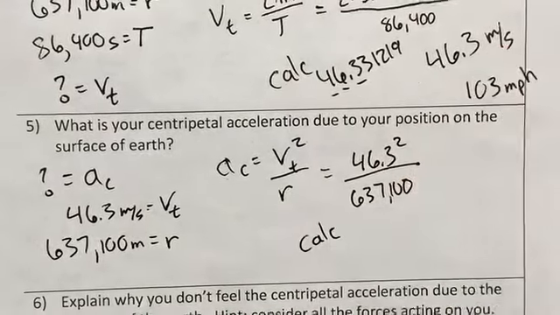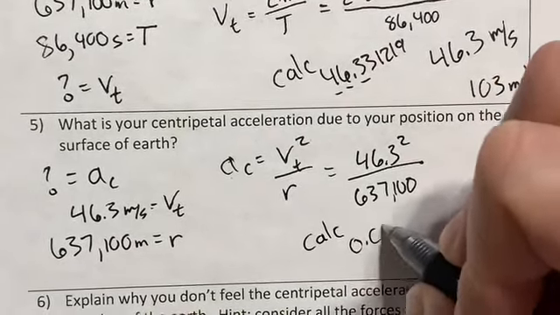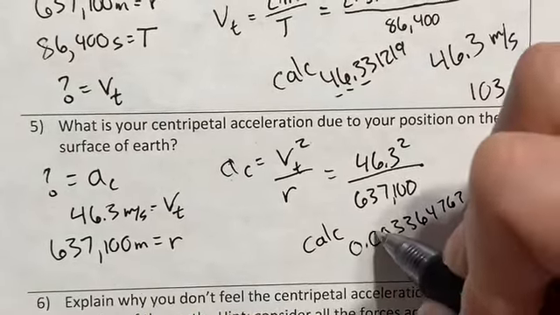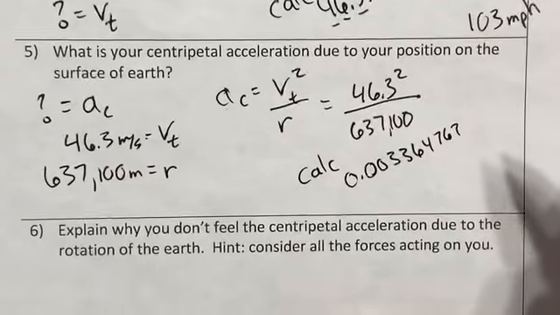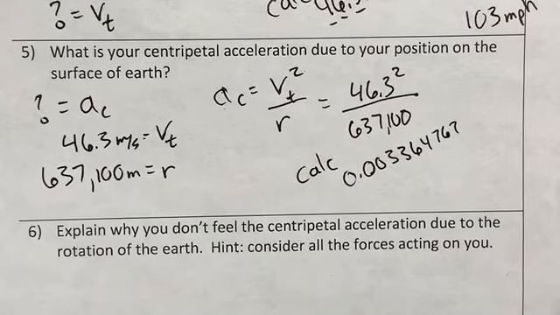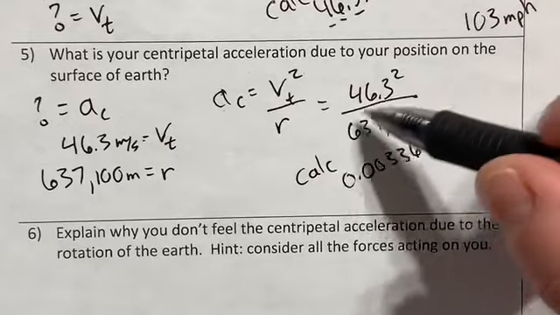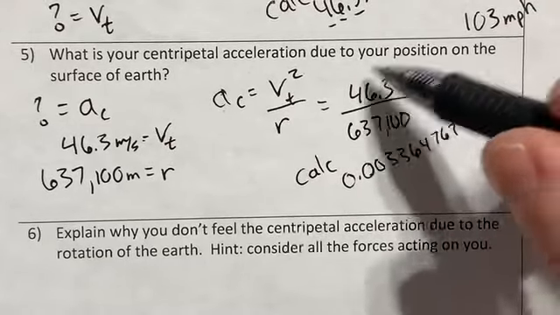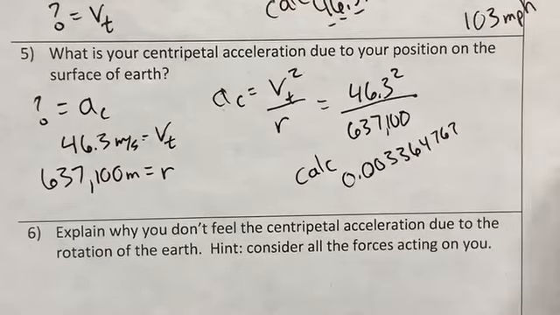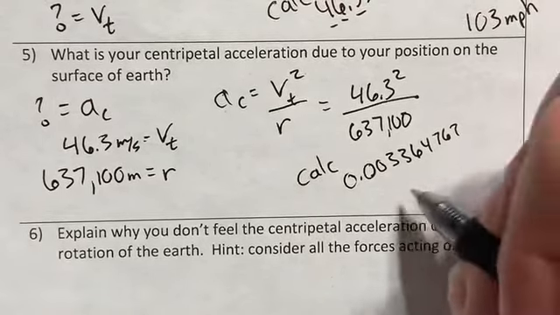And the calculator says 0.00336476. It's a small number. It's a very small number, considering the size of our planet. The size of the radius is so big. That's why even though you're going 100 miles per hour and you square that, the radius is so big that it's a pretty small number. The centripetal acceleration is quite small.